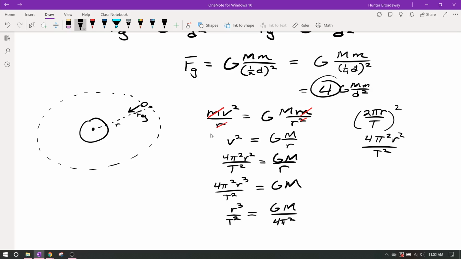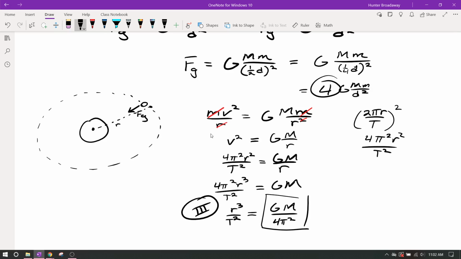This tells you that no matter what, everything that goes in a circle around this center object is going to be proportional to r cubed over T squared, because that GM over 4 pi squared does not change. So as the radius cubed changes, the only thing that can change is T squared, which is where we get Kepler's laws of motion. Okay, so Kepler has three laws. This one that we just talked about is his third law.